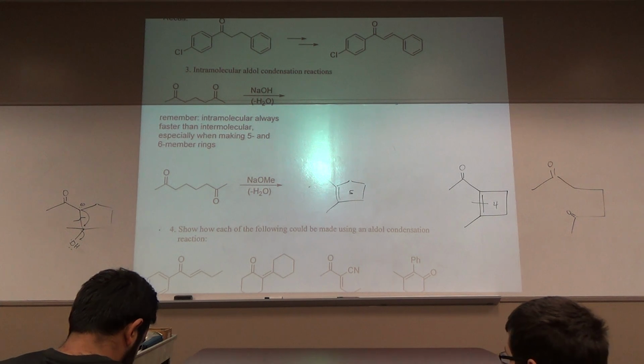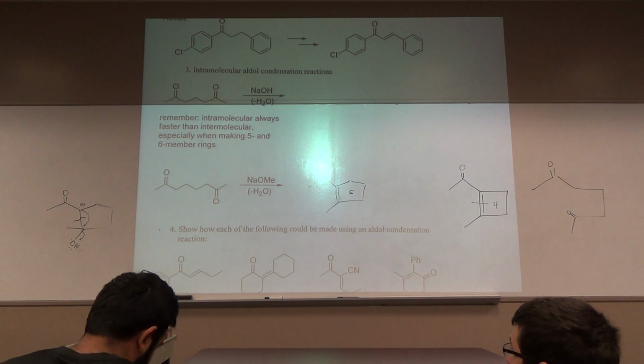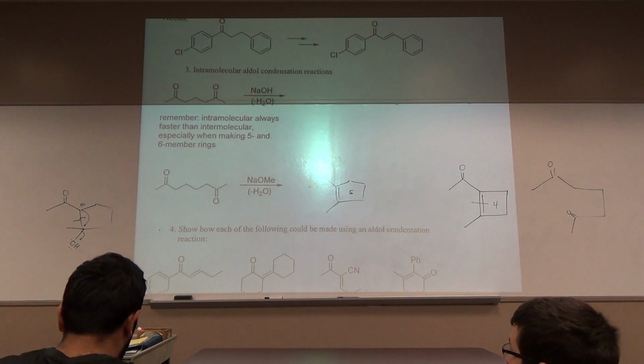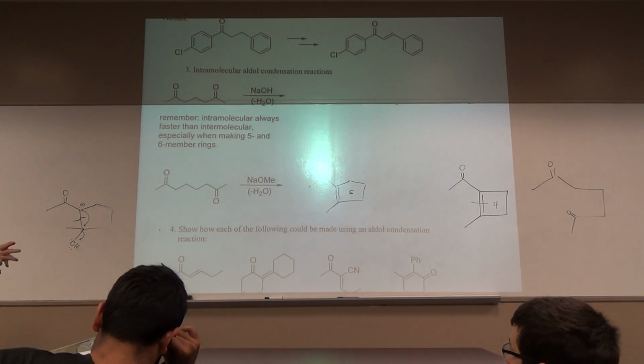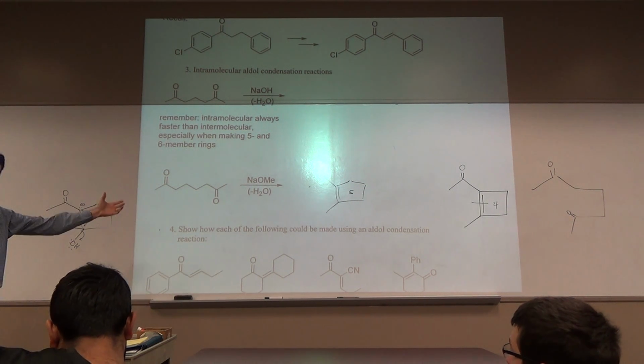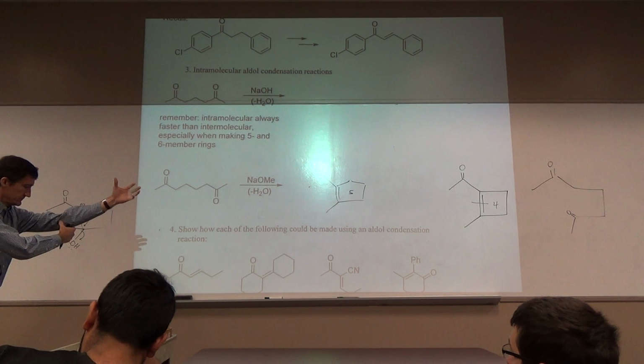5 and 6 are just the best size ring, a balance of no less ring strain. 3 and 4 are going to have ring strain. Bigger rings have more of this entropy that they have to overcome. And as it flops around, it's like boom.